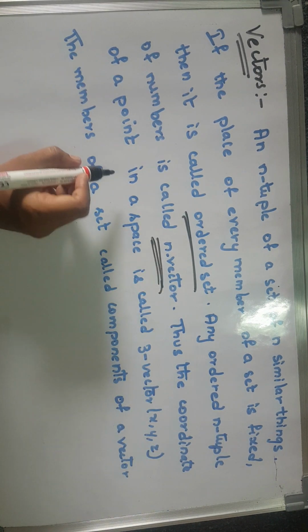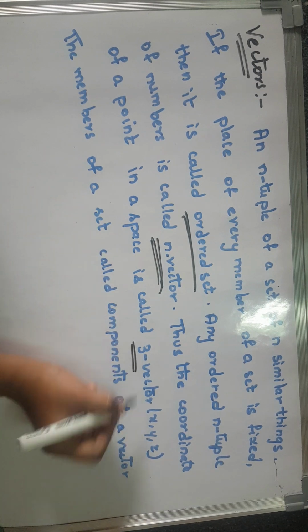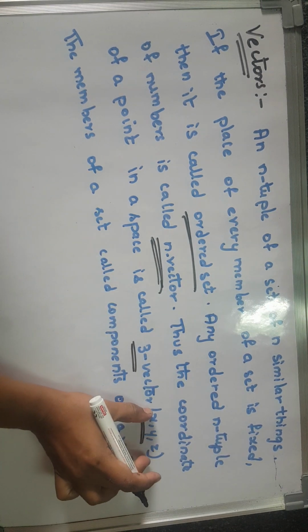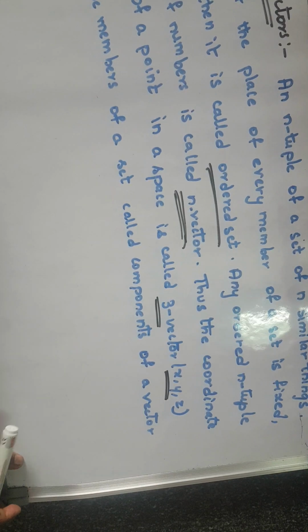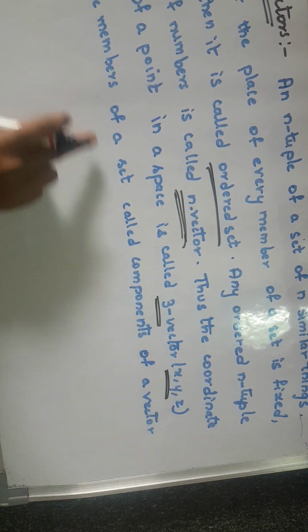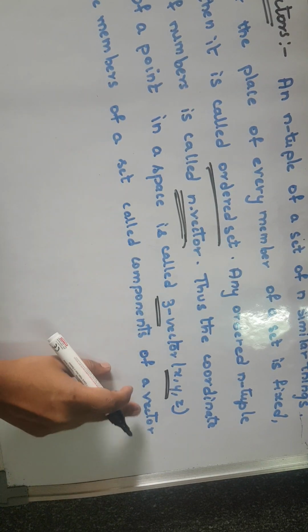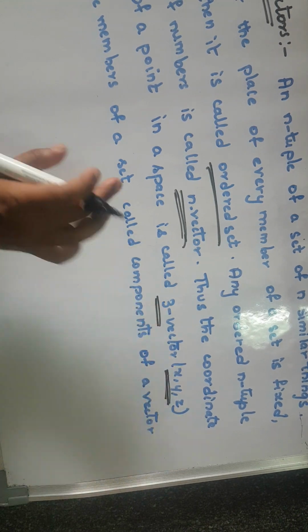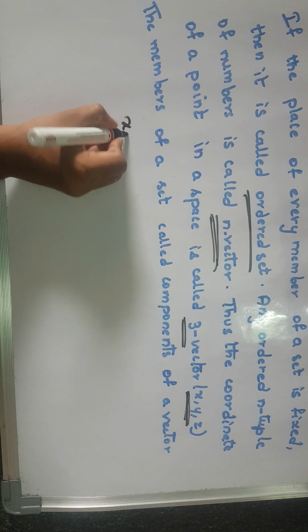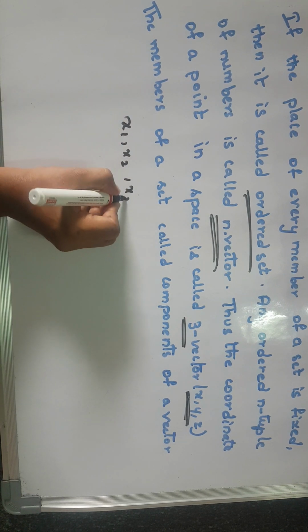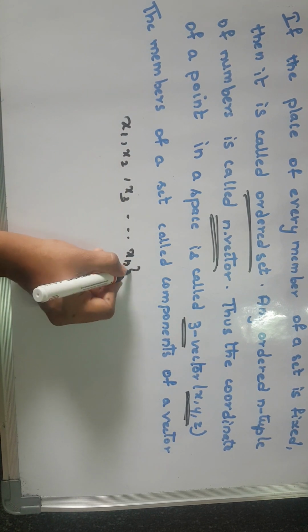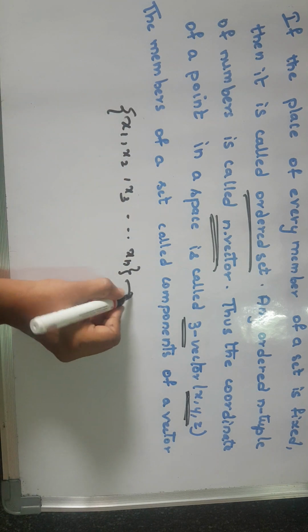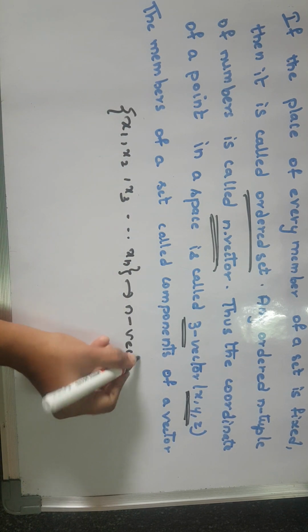Thus, the coordinates of a point in space form a 3-vector. You have 3 components; the members of the set are called the components of a vector. If you have n components, x1, x2, x3 and so on up to xn, then it is called an n-vector.